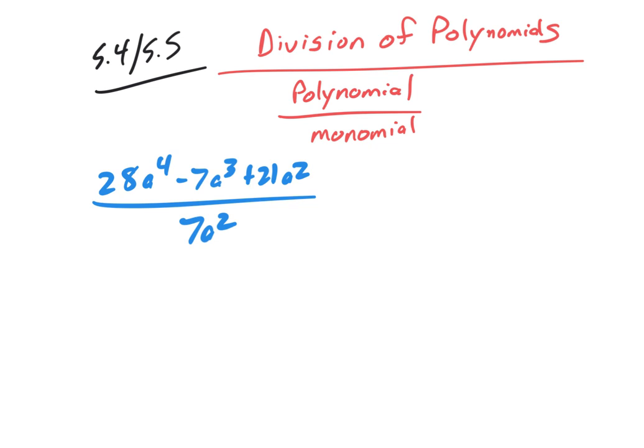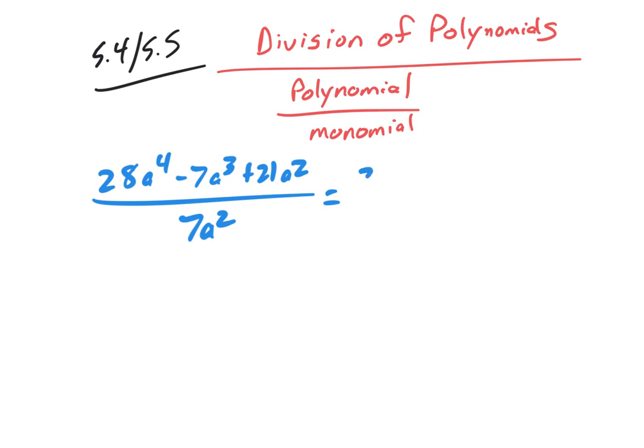All right, so in this case, on bottom we have a monomial, and we're going to divide all 3 of these terms, because we have a trinomial on top. We're going to divide all 3 of these terms by the bottom term, 7a squared. Okay, and there's a couple different ways you could do this. If you wanted to, you could rewrite it.